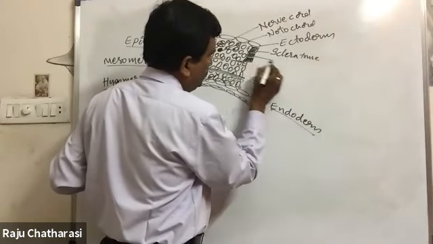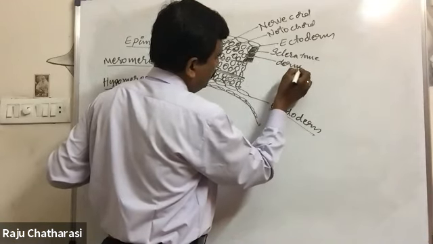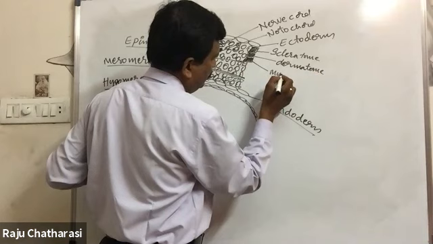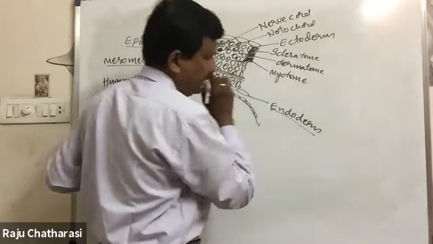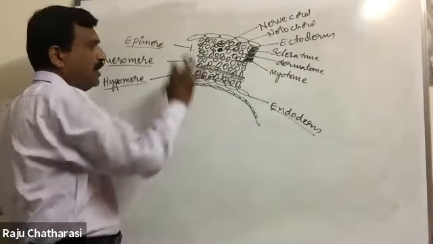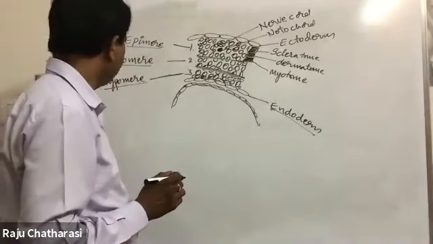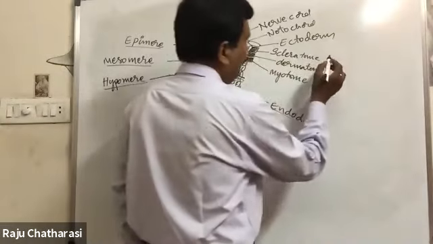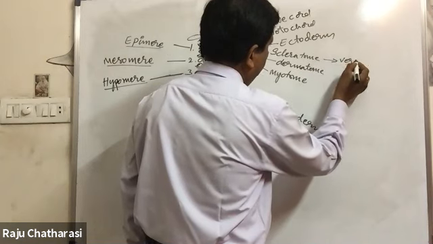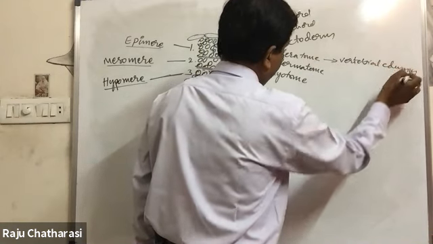Sclerotome, and this is called myotome or dermatome. Epimere is again divided into three blocks: sclerotome, dermatome, myotome. Next, sclerotome in further developmental stages develops into the vertebral column.